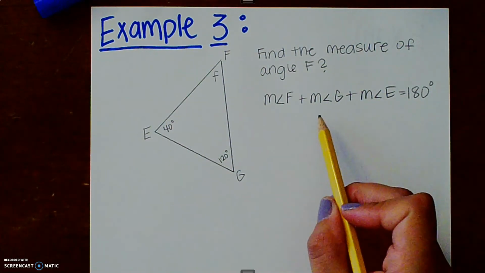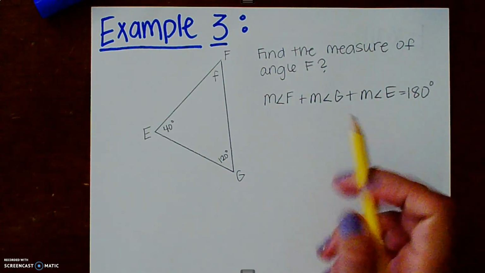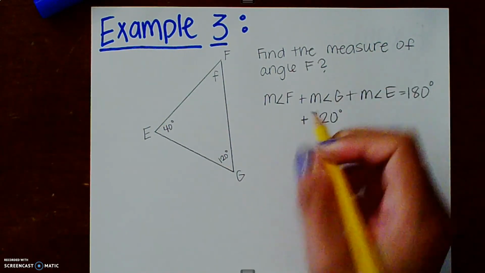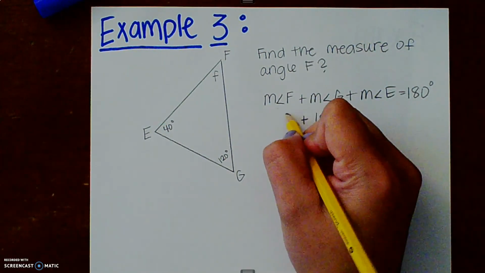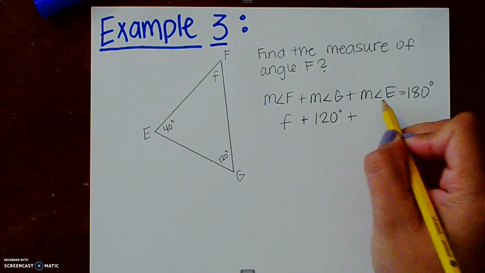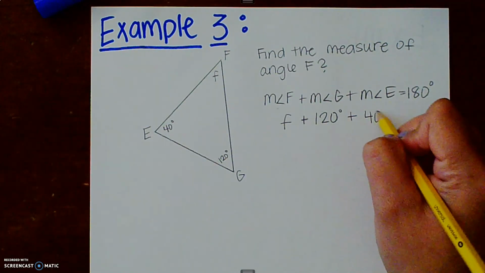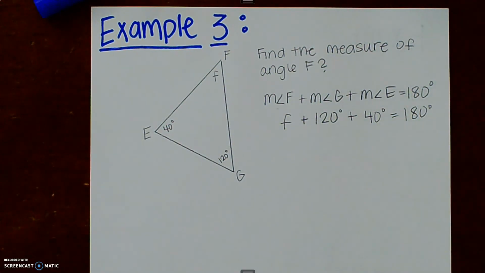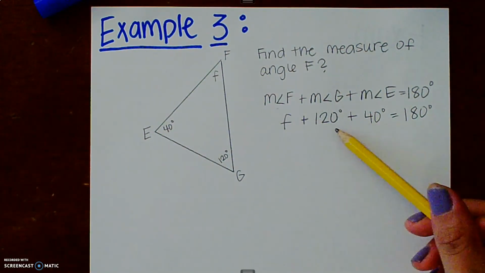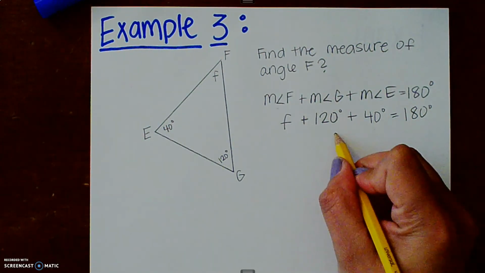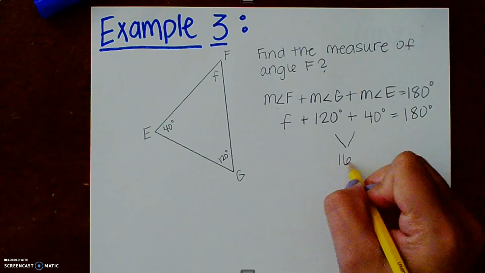So we're given that the measure of angle G is 120 degrees. We still don't know the measure of angle F. That's what we're solving for. So I'm just going to use F as the variable. Plus the measure of angle E is 40 degrees. And again, it all has to equal 180 degrees. So just like before, we're going to add these terms that we do know together. 120 plus 40 gives us 160.